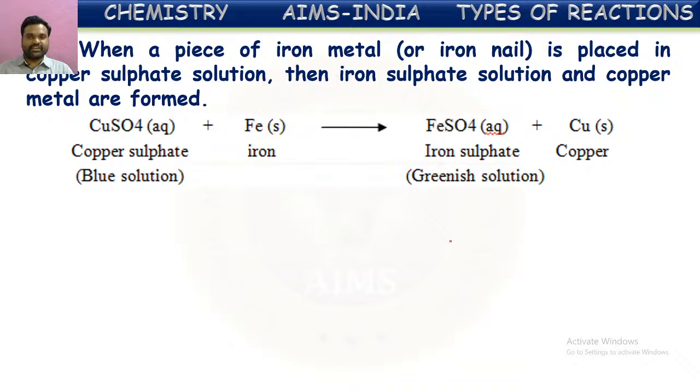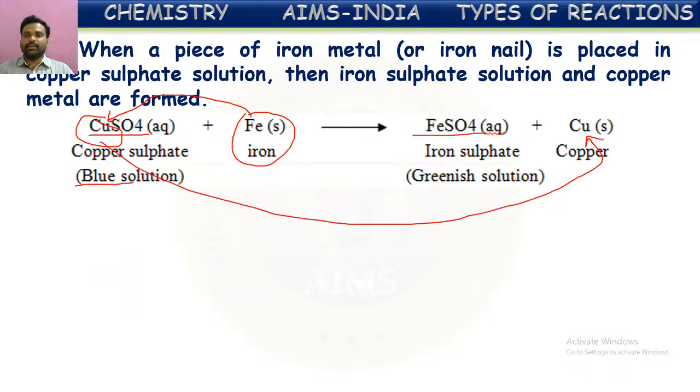So the equation you can see like this. So what is happening here? Initially copper sulphate is taken, which is blue in color. When iron reacts with it, iron will replace this copper metal because copper is less reactive than iron. So iron sulphate is formed. This copper will be like a free metal in the solution.